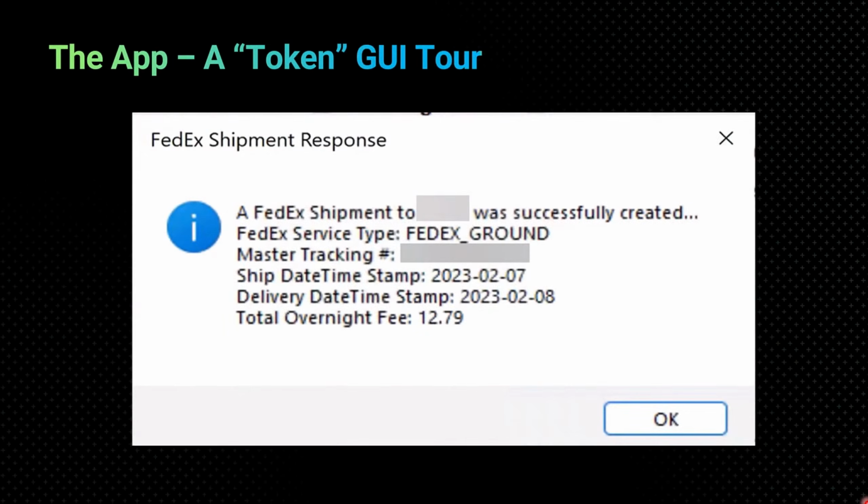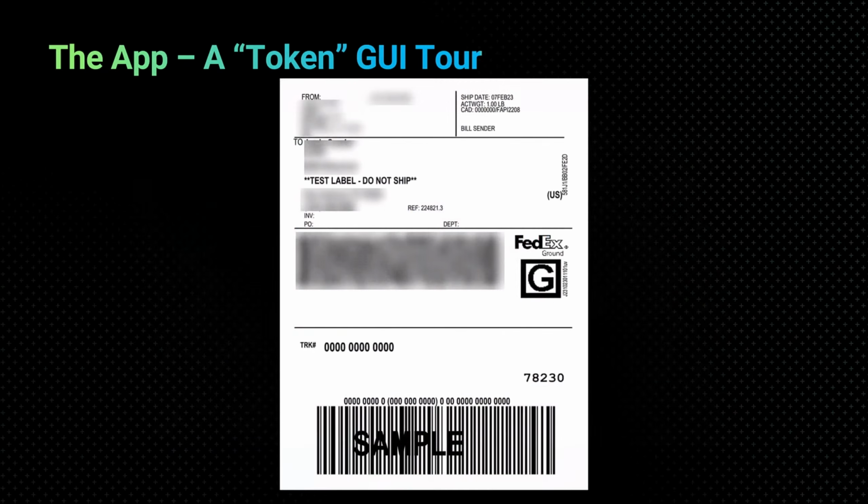And once the shipment was successfully created, we just displayed confirmation to the user that the recipient was registered, what type of service it was, the tracking number, the ship date time, the expected delivery date time, and the FedEx charge. And then we displayed, of course, the label to them and enabled them to print that particular label to either plain paper or to a particular ZPL adhesive label printer.